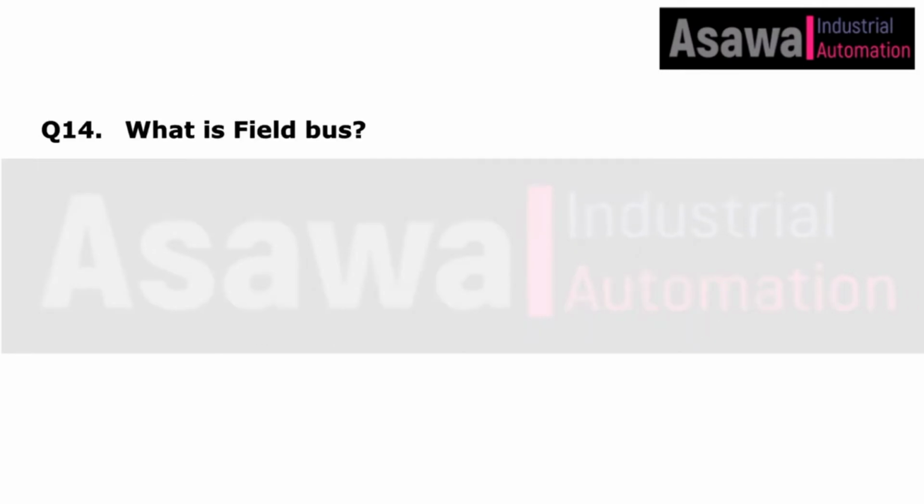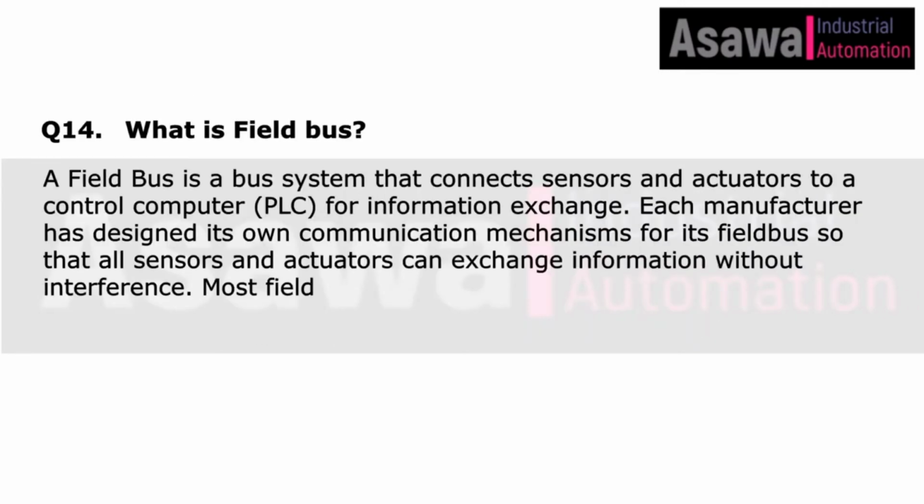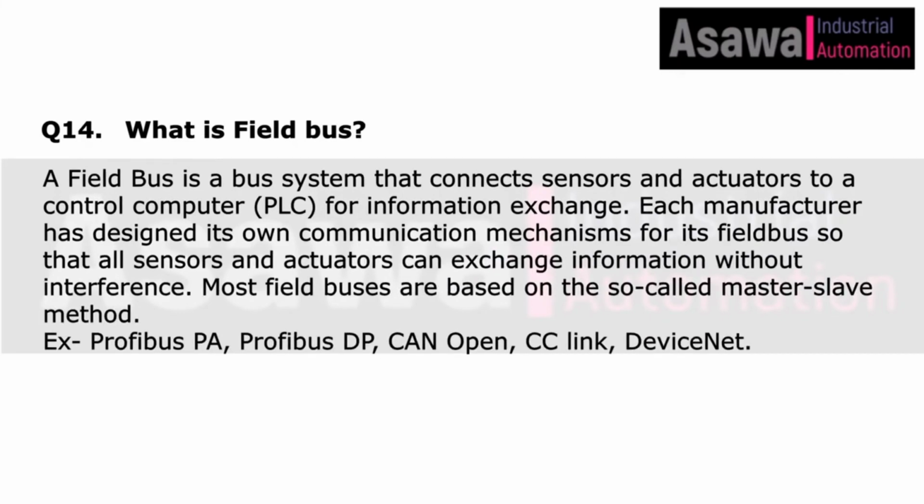Question 14. What is a field bus? A field bus is a bus system that connects sensors and actuators to a control computer or PLC for information exchange. Each manufacturer has designed its own communication mechanisms for its field bus so that all sensors and actuators can exchange information without interference. Most field buses are based on the so-called master-slave method. Examples: Profibus PA, Profibus DP, CANopen, CC-Link, DeviceNet.